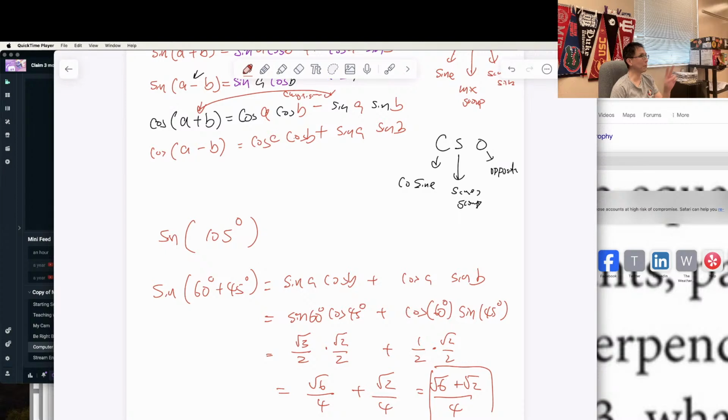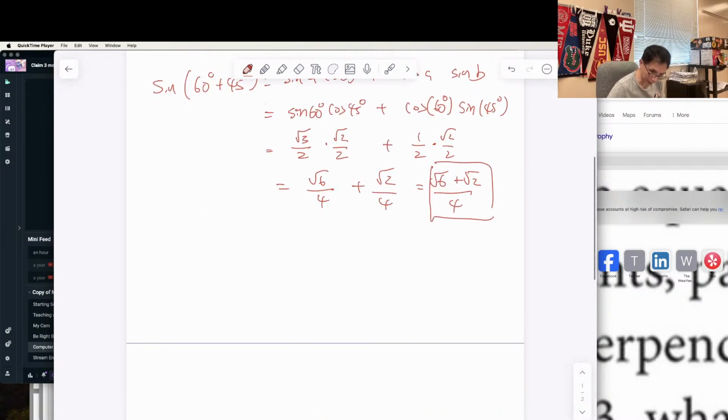Can you give me a two combination? This could be a lot of combinations, but can you give me the easiest combination that also gives me 105 on unit circle values? Who says what? 135 and 30. Okay, good. I like that. So can I say sine of 135 minus 30?